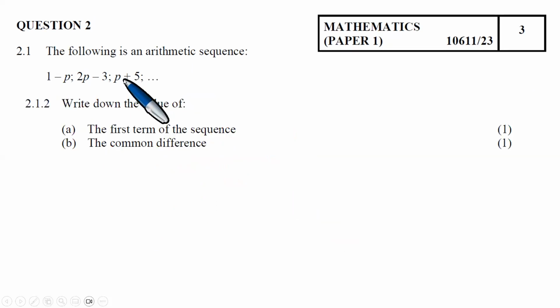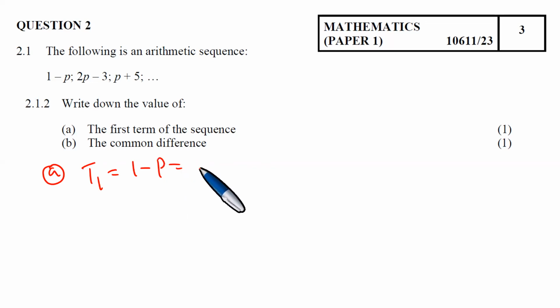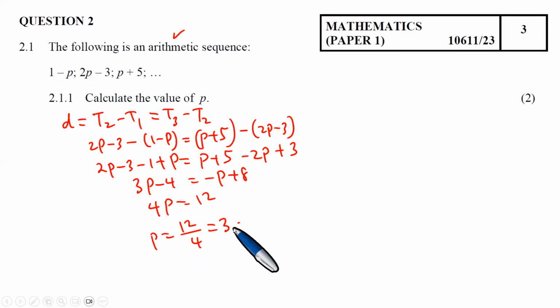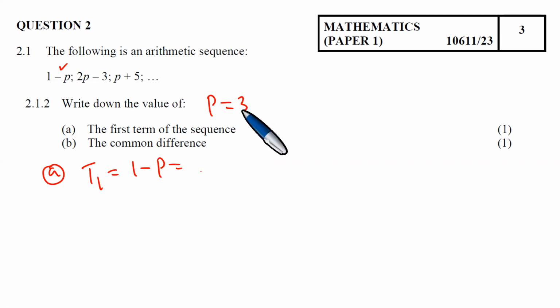The following is still the arithmetic sequence we saw. We need to write down the value of the first term of the sequence and the common difference. What is the first term? In part A, the first term is also called T1, which is 1 minus p. We know from the previous question that p is equal to 3, which means it is 1 minus 3, and this is minus 2.